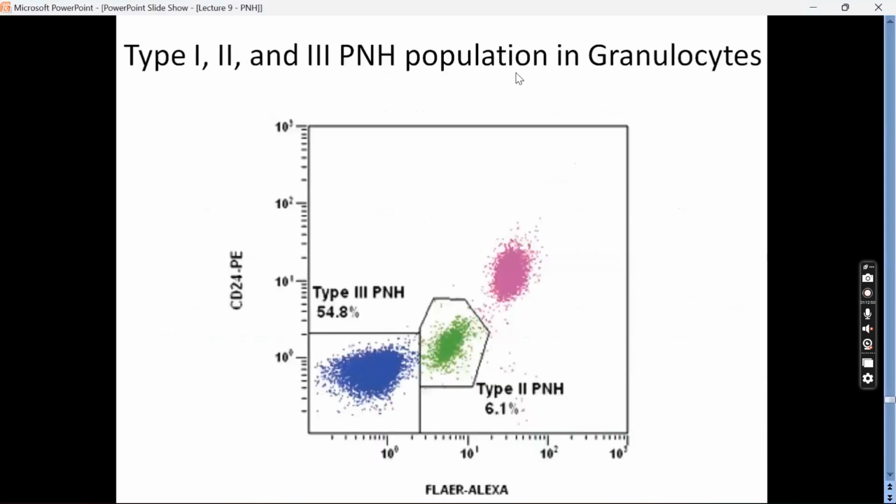Okay. So here is a granulocyte where there is complete absence of FLAER and CD24 in neutrophils. There is a normal population which is showing CD24 and FLAER, and a subset of population which is in between these two. So this is type 2, but still the clinical significance of this population is not known. So you can just give the clone combining these two. So PNH clone detected in neutrophils around 60.9%. You can just give like that. You need not give type 3 so and so, type 2 so and so as you give for RBCs.